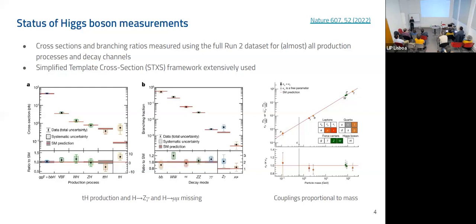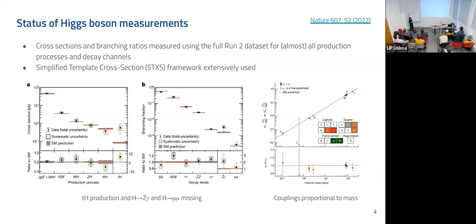And so right now, what we are doing is that we extensively use what we call a simplified template cross-section framework, in which we measure the cross-section not only inclusively in the entire phase space, but in bins of dedicated variables, usually the Higgs boson transverse momenta, but there's also invariant masses. And this is something that is agreed upon between experimentalists and theorists, and it allows us to have a more apples-to-apples comparison between theory and experiment, and also reduce some of the theory uncertainties in our measurements.